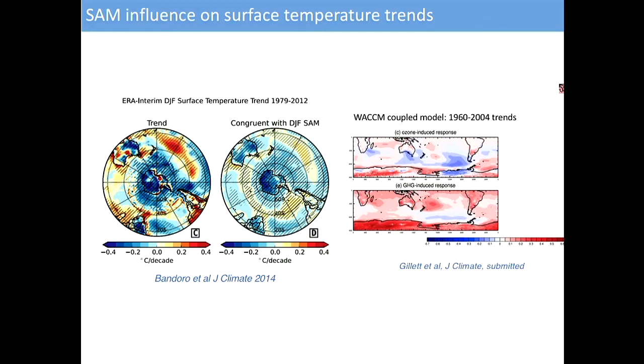There has also been some work by Zoe Gillett, who submitted this paper to Journal of Climate. So this is the trends in surface temperature, and this is how much is congruent with the SAM. So how much of this trend in surface temperature can we explain from the trend in the SAM? A fair portion. And then she's looked at some coupled model runs to see how much the model suggests is due to ozone and how much is due to greenhouse gases.